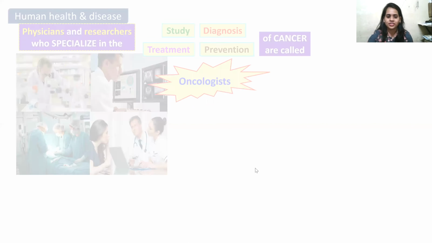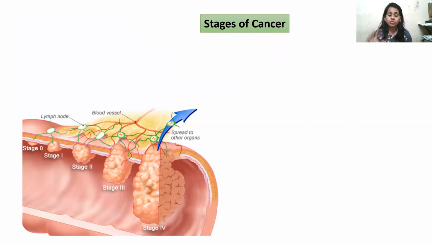Okay, so now let us talk about the stages of cancer. So we know the two types of tumor in our body which get developed, that is benign and malignant. Now let us proceed to the next one, that is stages of cancer.